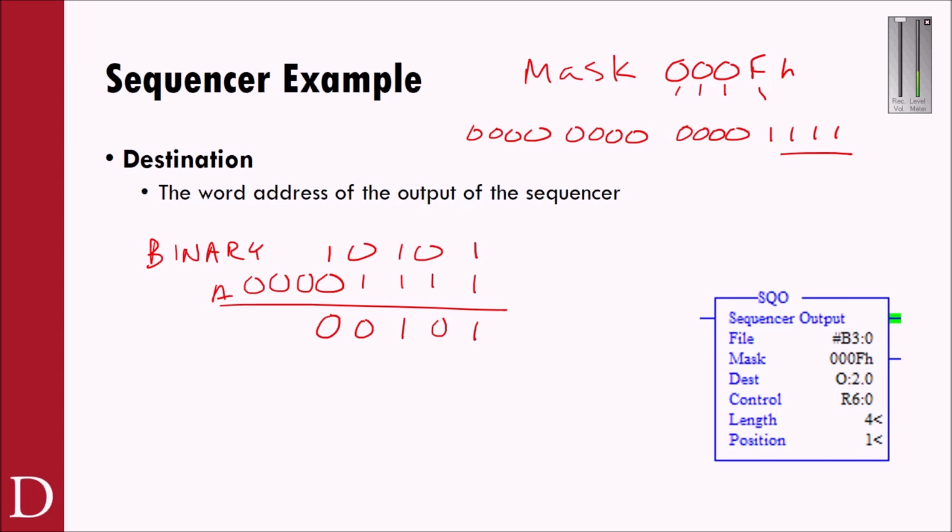So if I wanted to change it, the easy way would be to make it 0, 0, FF hexadecimal. What that would do is change all of these to 1. So instead of these being zeros, these would go to 1s.